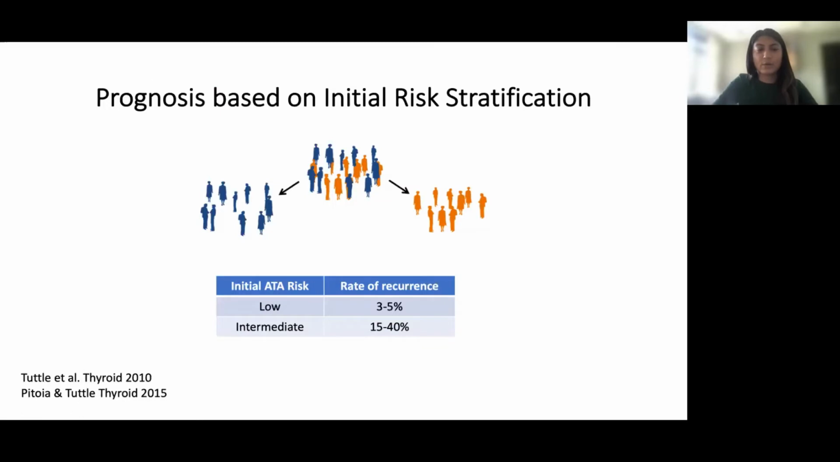The other thing is prognosis based on initial risk stratification. If, based on all of those variables, we said this is a low risk of recurrence tumor, meaning it's unlikely to grow back, then the rate of recurrence in those tumors is usually 3 to 5%. In intermediate risk patients, it's somewhere between 15 and 40%. You can see that that spread is a lot greater, and that's because there are a lot of different types of patients that can qualify for intermediate risk. So of course, they won't all have the exact same risk of recurrence.